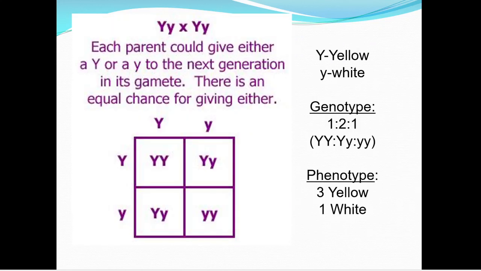So let's look at a couple. One of the things that Mendel looked at is the color of pea plants, and this is how he kind of figured it out. So each parent could give either an uppercase Y or a lowercase y, based on the two genotypes.